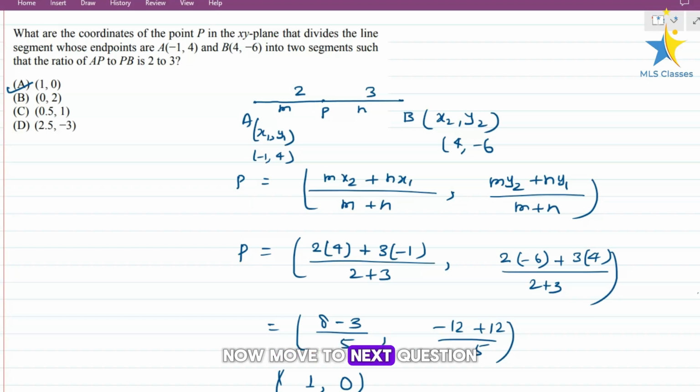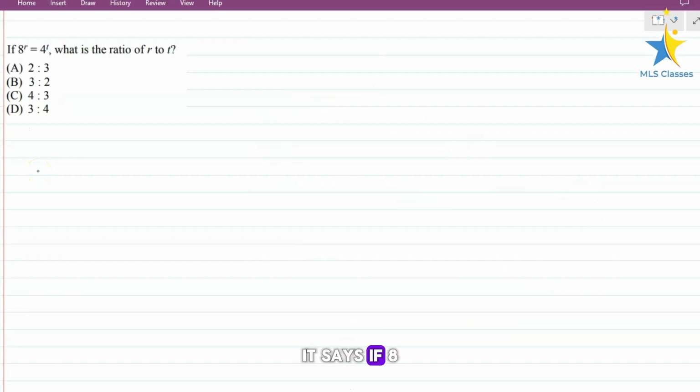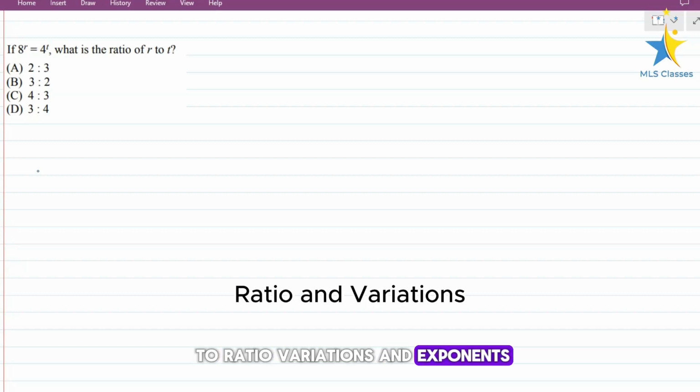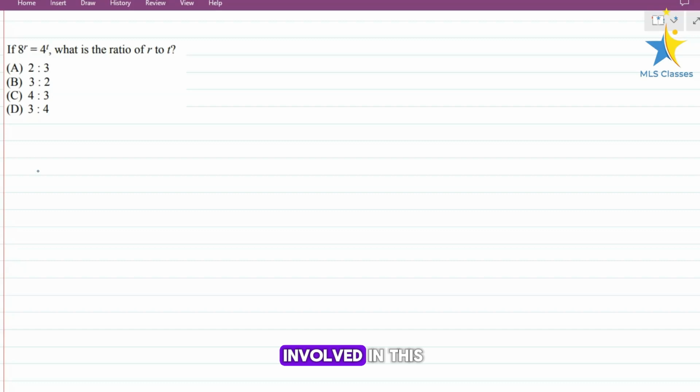Now moving to the next question. It says, if 8 to the power r is equal to 4 to the power t, then what is the ratio of r to t? This is related to ratio and variations, and the laws of exponents are involved in this.